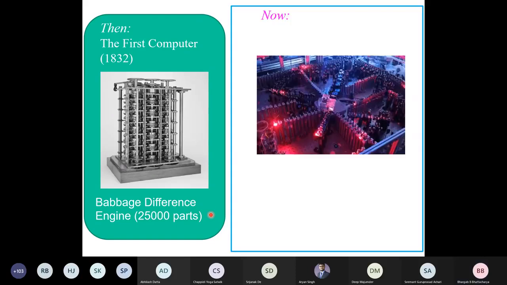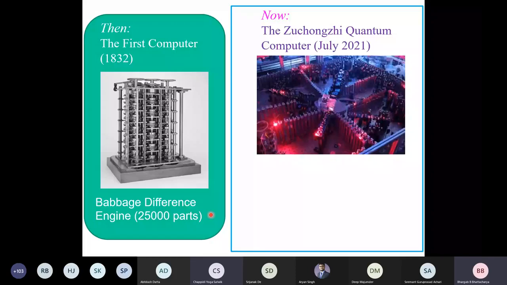Now, this is a picture from 2021, which hit the newspaper last month. Has anybody noticed this picture? Is it a data mining center? Like sort of, yeah, but this is a quantum computer reported last month, July 2021, from China. It's called Zhuangzi.